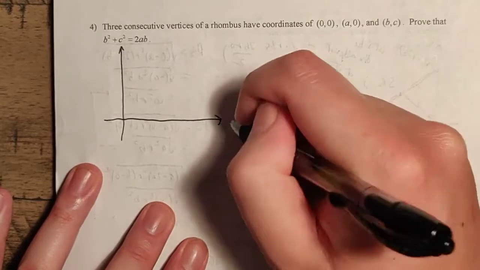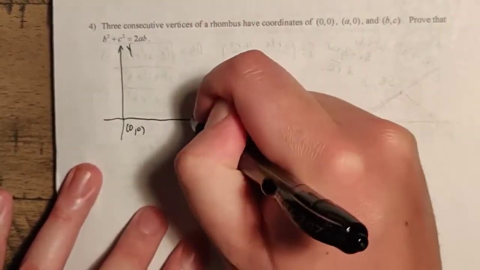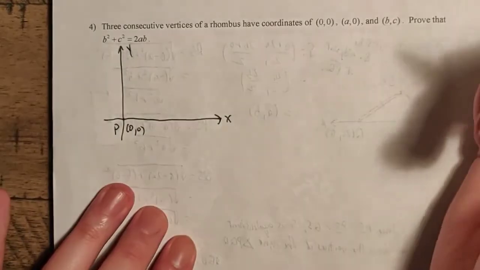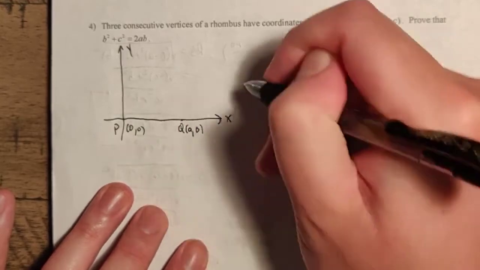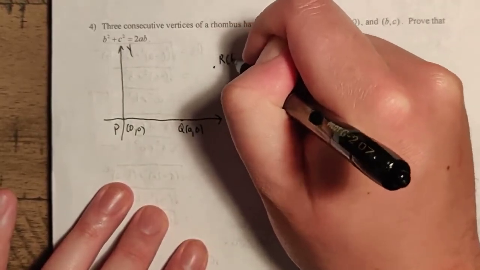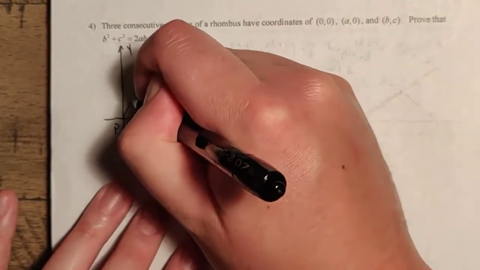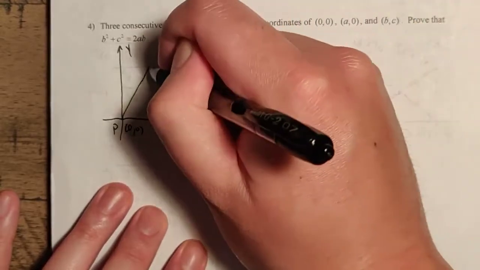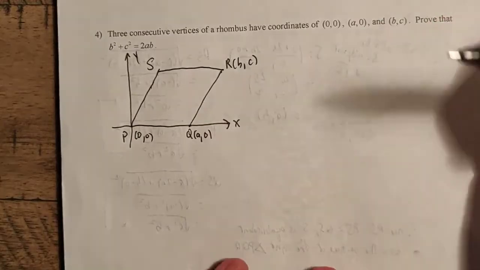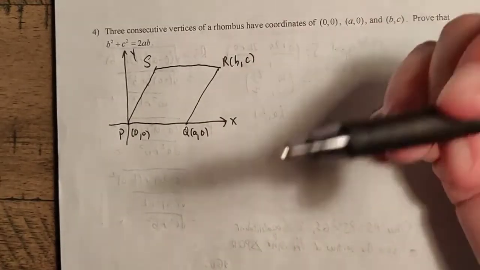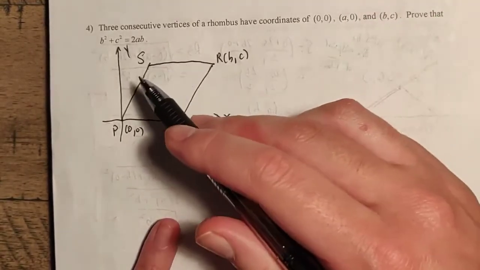You'll note that the coordinates were chosen very nicely. So we have our coordinates here. That's going to be 0, 0. So let me call this rhombus. So this is P. Q is going to be over here at A0. And R is going to be at the point BC. Now, technically, we'd like to know where point S is, and as an exercise, one of the things you can do is you can try to figure out where point S is based on these variables here, but we don't really need that. We want to show that b squared plus c squared is equal to 2ab.